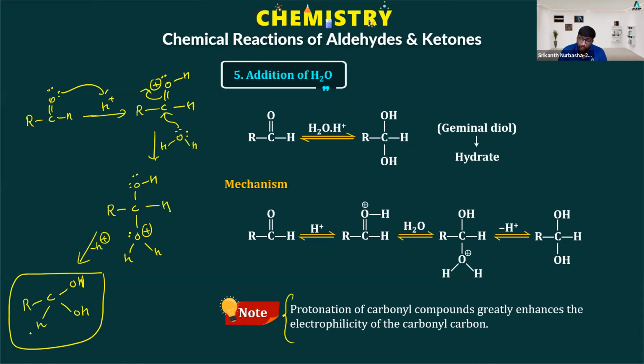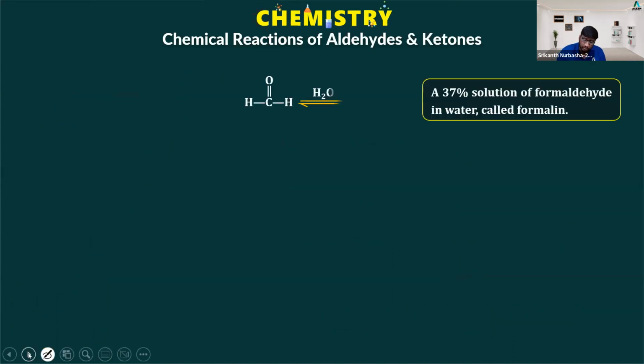Now the question is, which carbonyl compounds form geminal diols? Geminal diols, like on the same carbon you have two OH groups, are only stabilized under some set of conditions or only with few compounds. If you take formaldehyde, whenever you add water, it will form H-C(OH)2-H. A 37% solution of formaldehyde in water is called formalin. Formaldehyde in water always exists in the form of the geminal diol, not H-C double bond O-H.